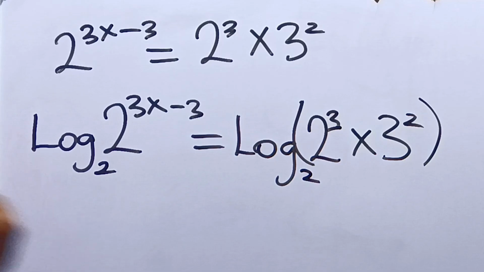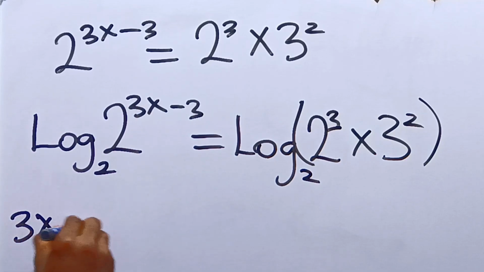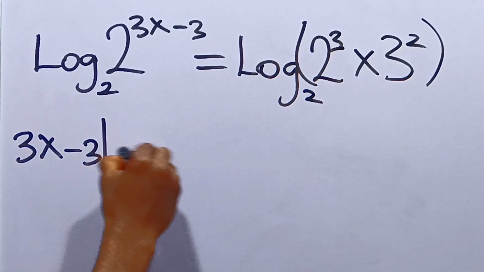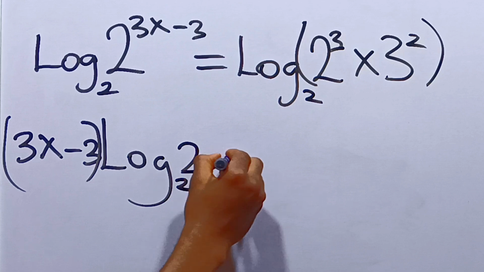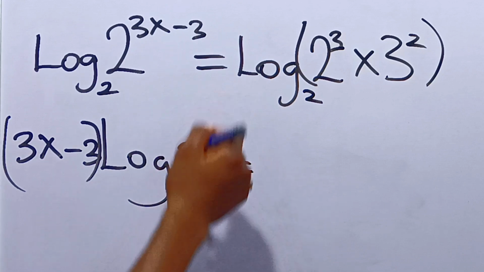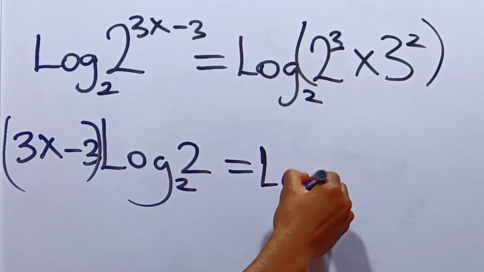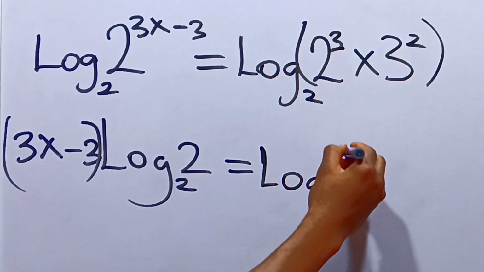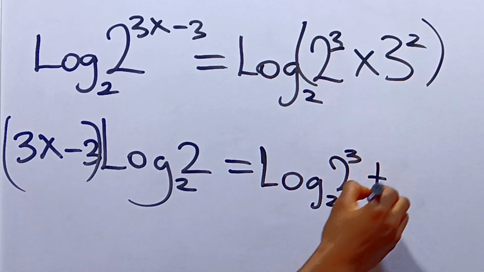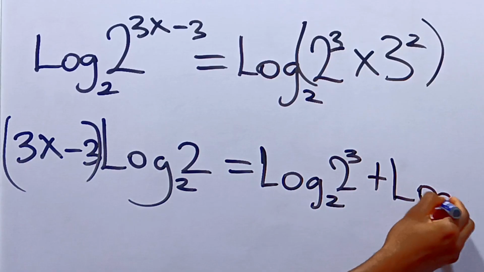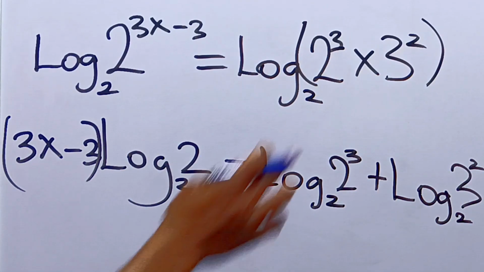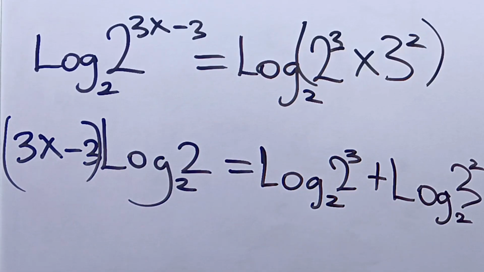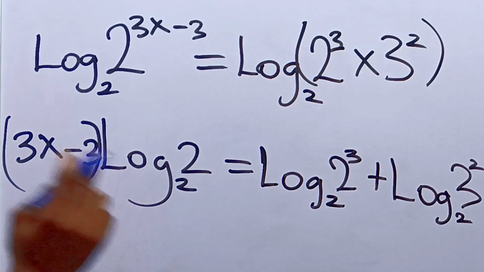Now, for the logarithm of a number raised to a power, you multiply that power with the log. So we have that 3x minus 3 is multiplying log of 2 to base 2, to be equal to, on the other side, log in base 2 of 2 raised to the power 3. Instead of times, you replace with plus, and you have again log of 3 squared in base 2. So anytime you see multiplication, you replace with plus in logarithm.